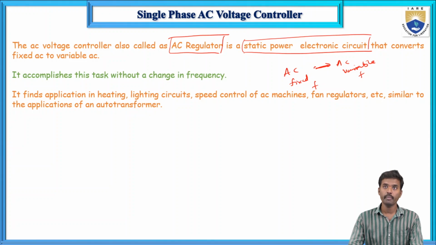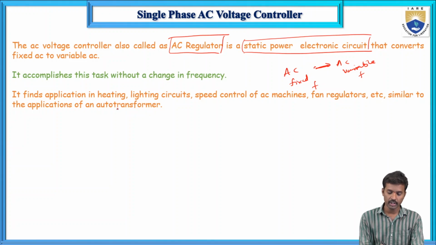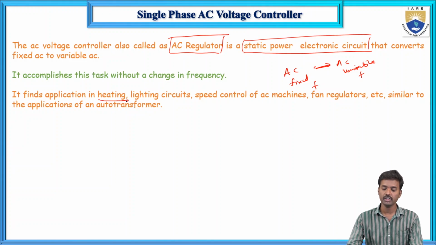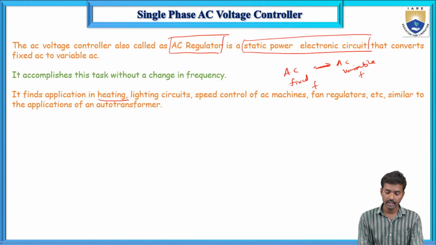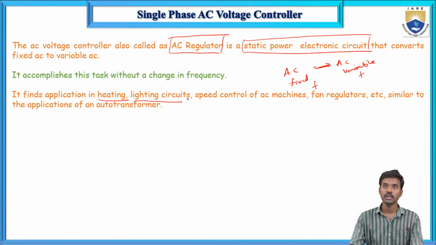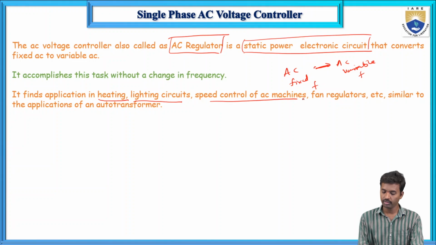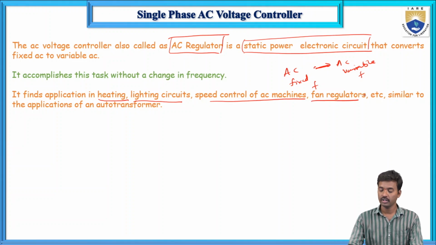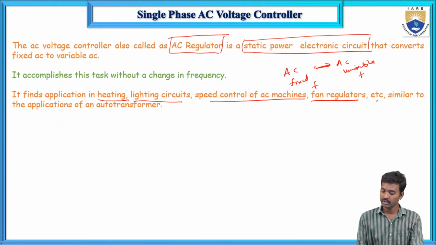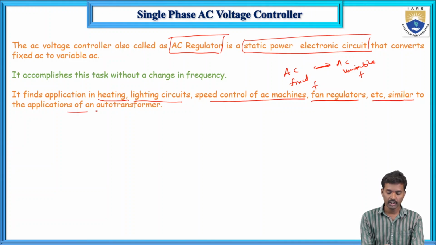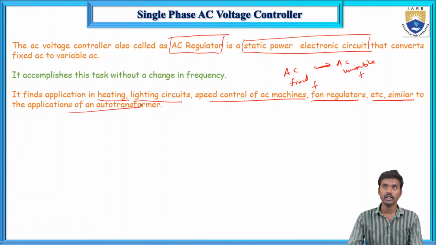So what are the applications? In what applications will we use this single-phase AC voltage controller? In heating and lighting circuits, speed control of AC machines, and fan regulators. It is similar to the applications of an autotransformer: fixed AC to variable AC.